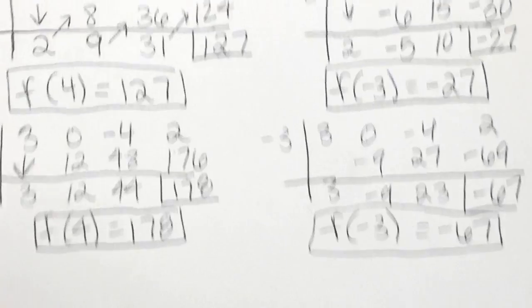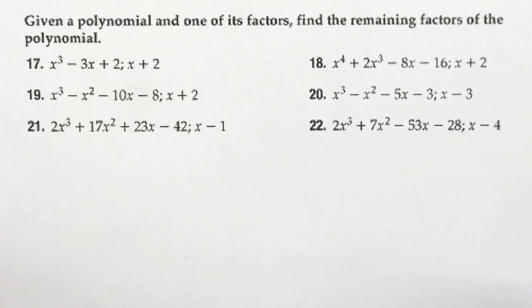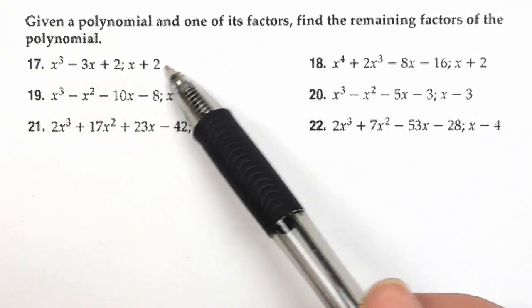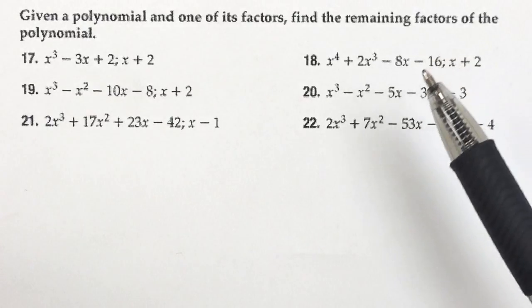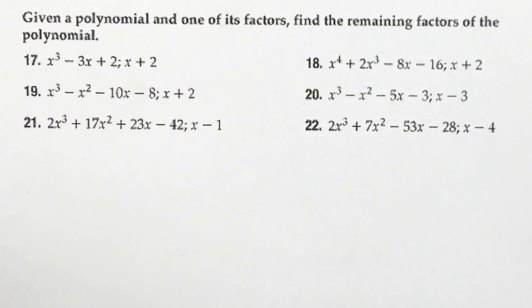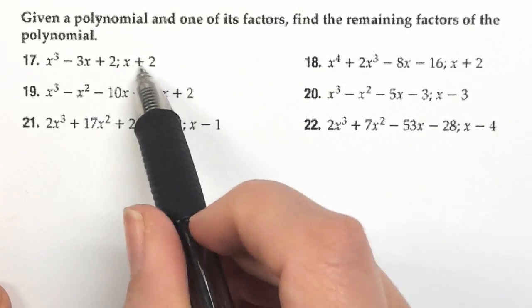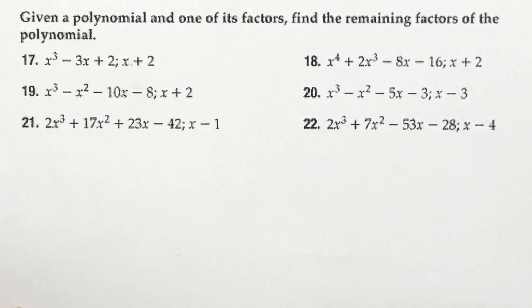Alright. Now, for these down here. It says, given a polynomial and one of its factors. So here's the polynomial, then they'll do a semicolon. This is the factor they give us. Find the remaining factors of each polynomial. So we're also going to be using synthetic division on this too. The only difference is first we'll have to solve for x for one of these factors, then put it on the outside for synthetic division.